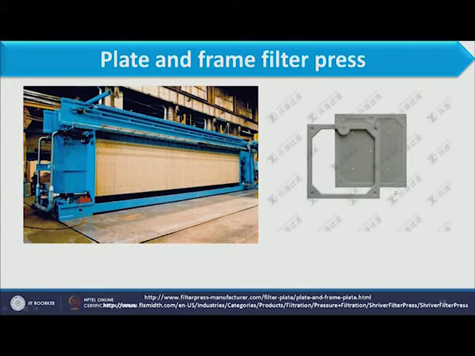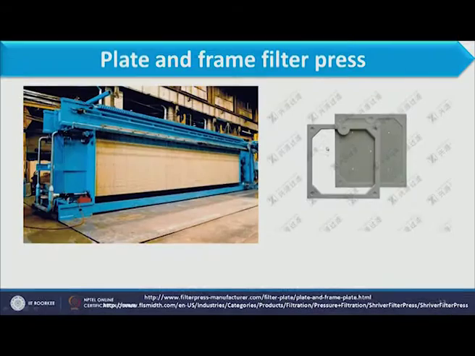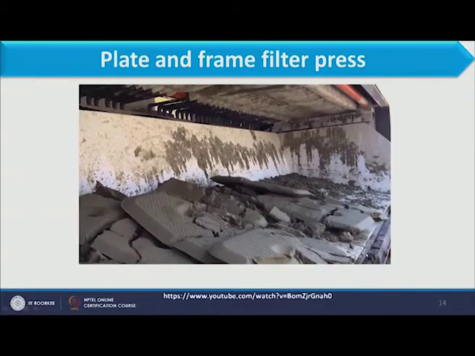Now as far as plate and frame is concerned, here in this diagram you can see the plate is basically formed with metal. However, the frame is hollow. So the feed enters over here, and both sides of the plate and both sides of the frame are covered with the filter media through which filtration takes place, that I have already explained.